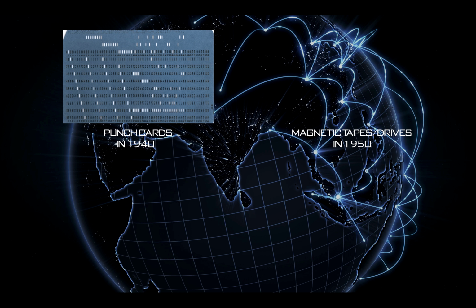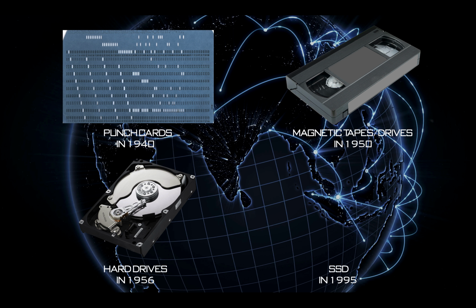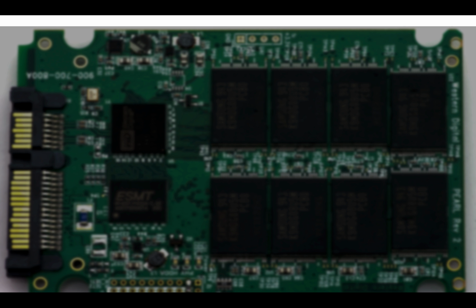So let me present you the development and history of storage media. As you can see, punch cards were created in the 1940s, then magnetic tapes in 1950, then hard drives were introduced by IBM in 1956 and improved in 1960. And in 1995, M-Systems introduced flash-based solid-state drives. They had the advantage of not requiring batteries to maintain the data in the memory, as required by the prior volatile memory systems, but were not as fast as the DRAM-based ones.